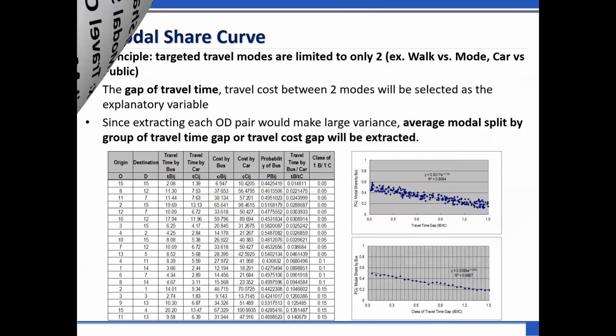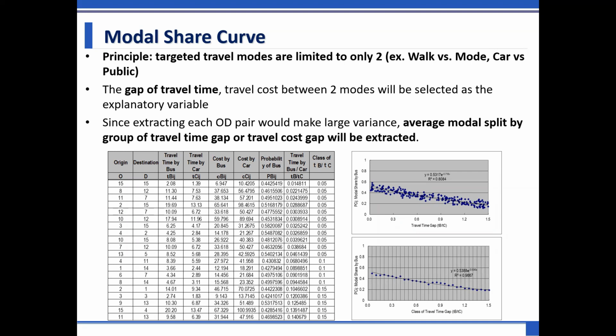The first one, modal share curves, is a so-called aggregated modal split model. Principally, the targeted travel modes are limited to only two modes, for example walking versus some other travel mode, or car versus public transport. According to the two modes, the gap in travel time and travel cost will be selected as the so-called explanatory variable.